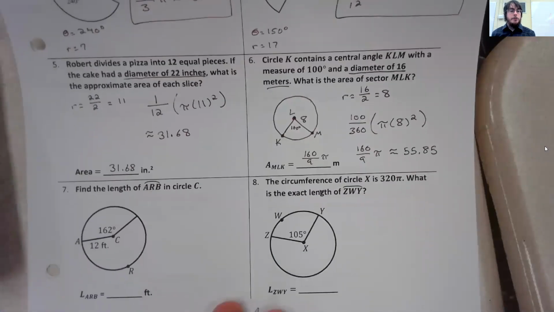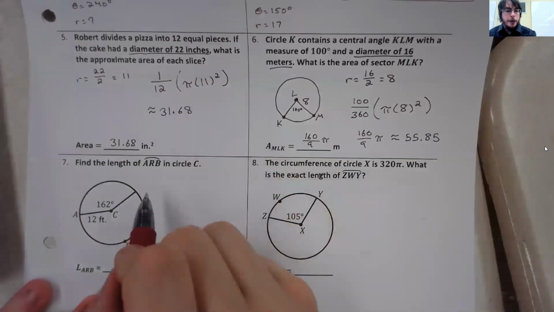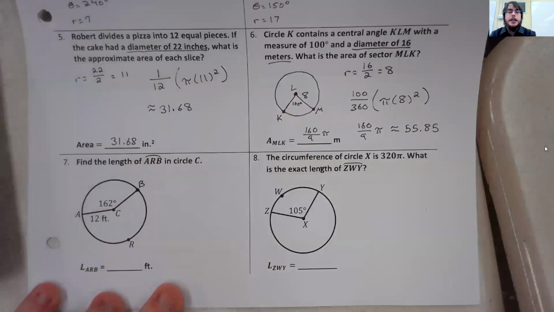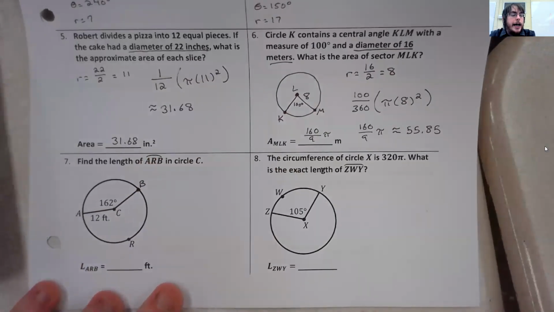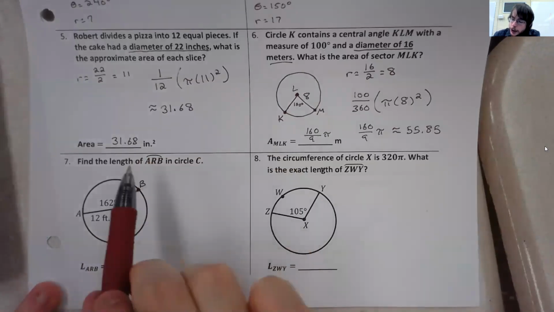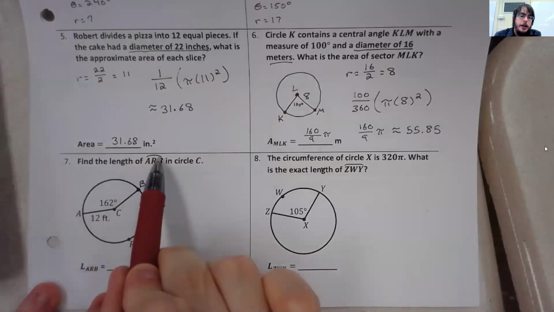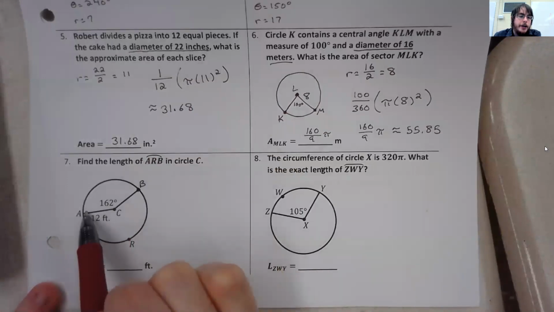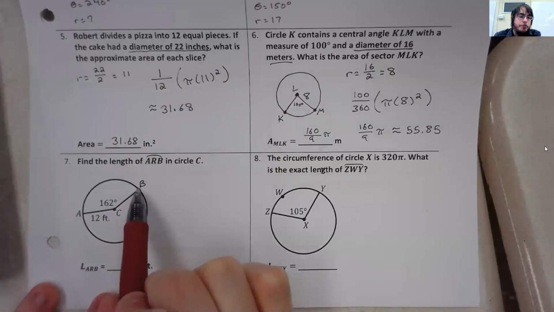All right, we're coming up at the end. There's supposed to be a B here, so just letting you know. It says to find the length of arc ARB in circle C. Now if we look here, it's looking for the arc length of this arc. We have to start at A, and then we go to R, and then we go to B.